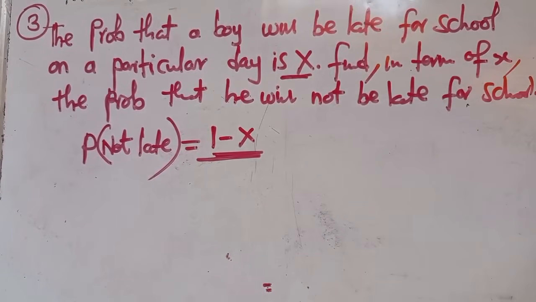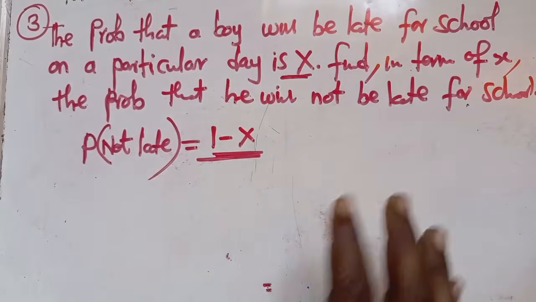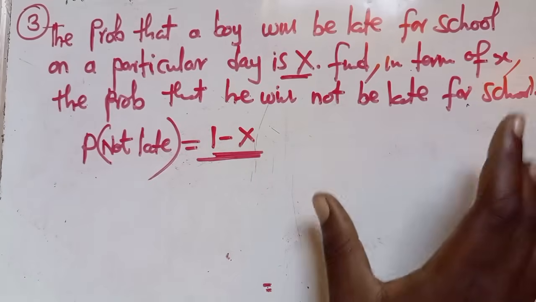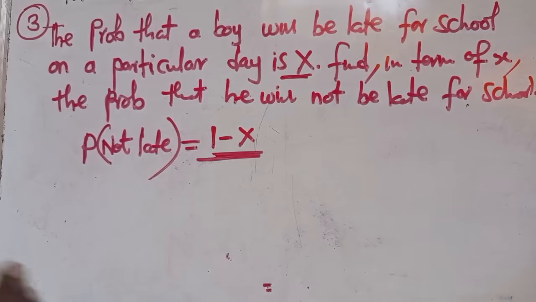That is the answer. But they try by all means to confuse you and to make sure that you look at this question as if there are a lot of things that you need to do. Find in terms of X. Some of you even get confused. In terms of X again, how can I answer this question?